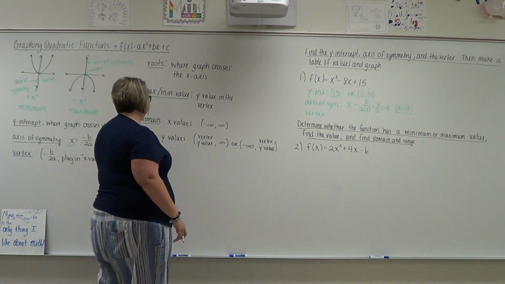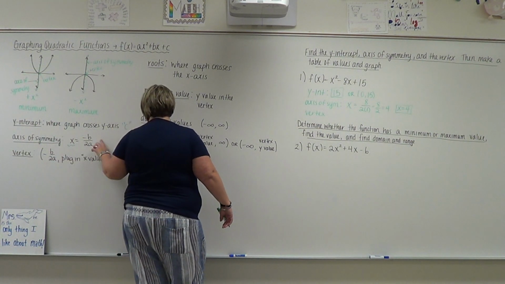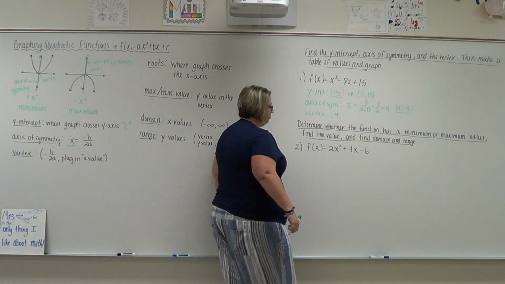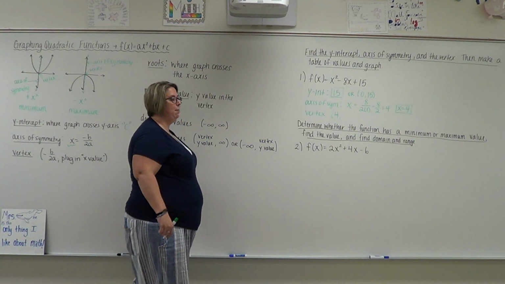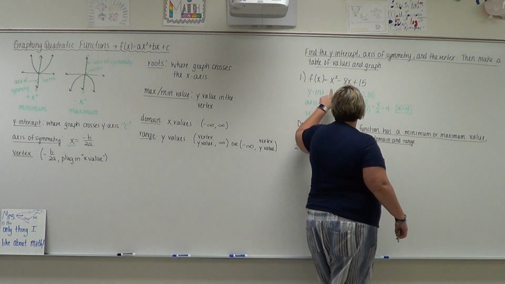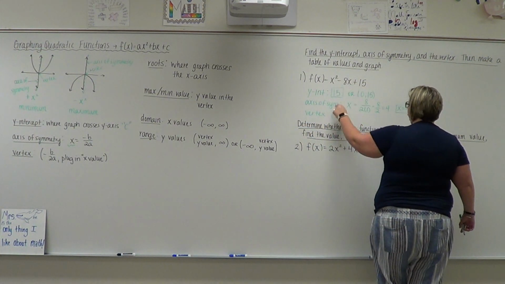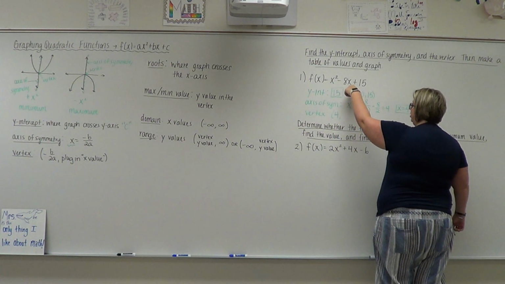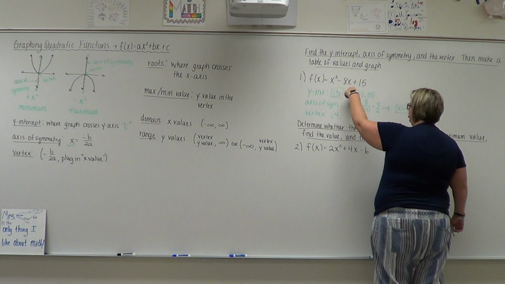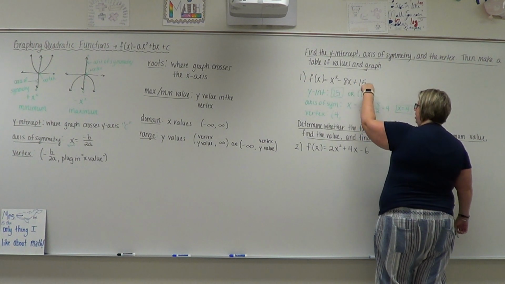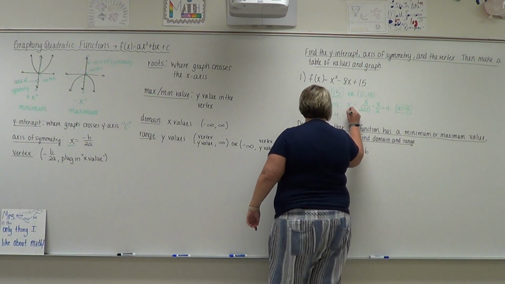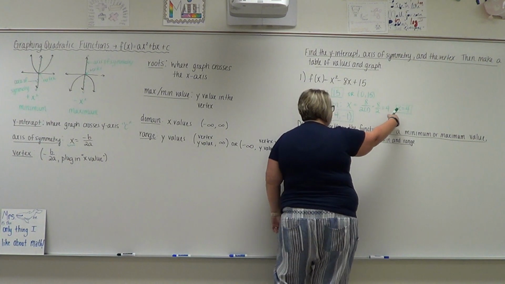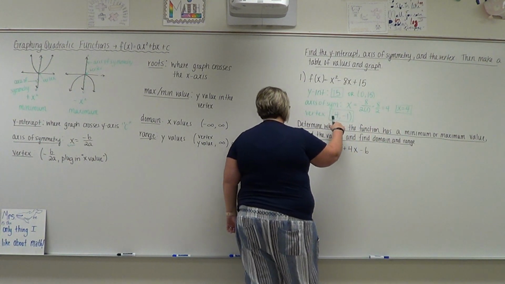Okay, then my vertex. My vertex says the first part is negative b over 2a, which is this number. Okay, then if I have my y, I plug that number in. So I'm plugging that number in up here. So 4 squared is 16. 4 times negative 8 is negative 32. So 16 minus 32 is negative 16. Plus 15 is negative 1. Okay, axis of symmetry is the line. Vertex is the point.